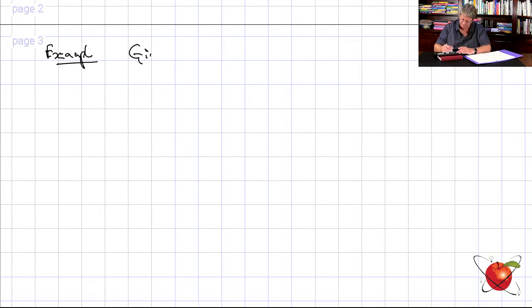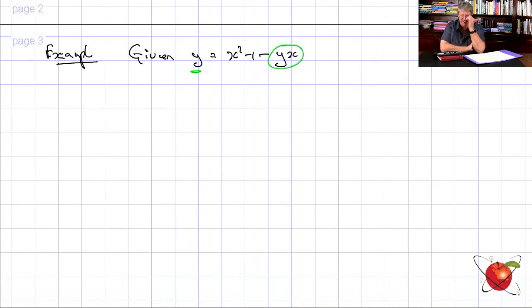Here we are given, and this confused quite a few students, y equals x squared minus 1 minus yx. Now that's not standard. We have got a problem here. That's fine, but what about the yx here? That's kind of a no-go. How do we deal with this? Remember we said before we differentiate, we always simplify. But here we have to simplify and make y the subject of the formula.